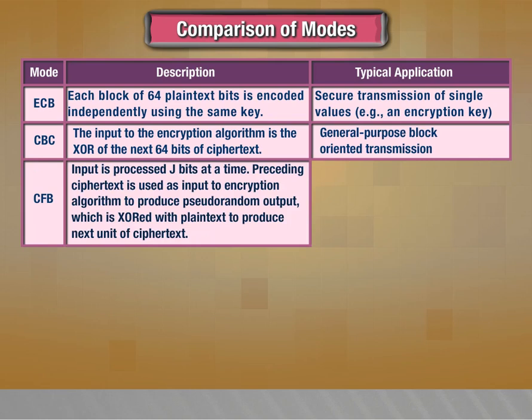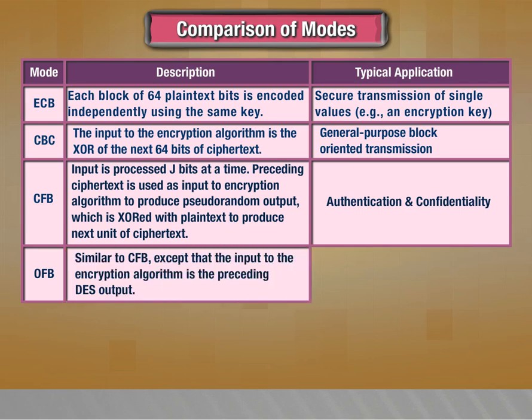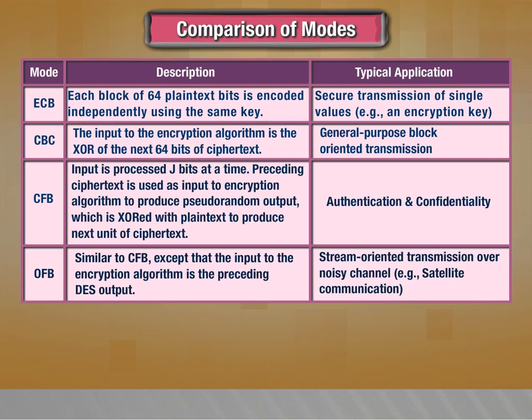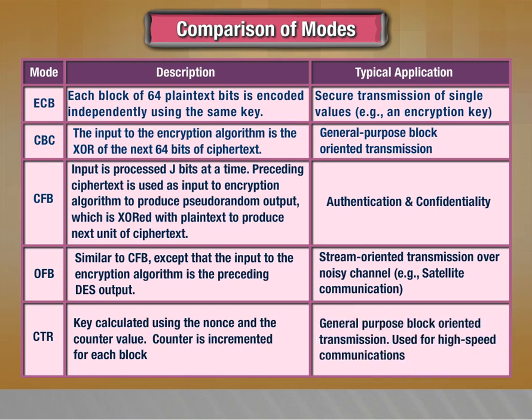CFB: input is processed s bits at a time. Preceding ciphertext is used as input to the encryption algorithm to produce pseudo-random output, which is XORed with plaintext to produce the next unit of ciphertext. Authentication and confidentiality. OFB: similar to CFB, except that the input to the encryption algorithm is the preceding DES output. Stream-oriented transmission over noisy channel, for example, satellite communication. CTR: key calculated using the nonce and the counter value. Counter is incremented for each block. General purpose block-oriented transmission used for high-speed communications.